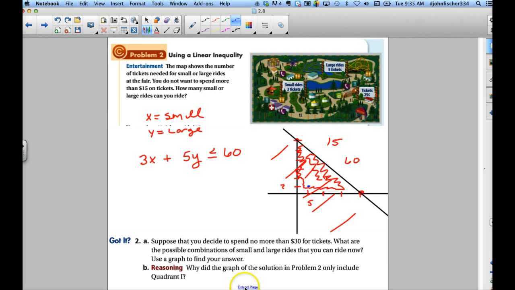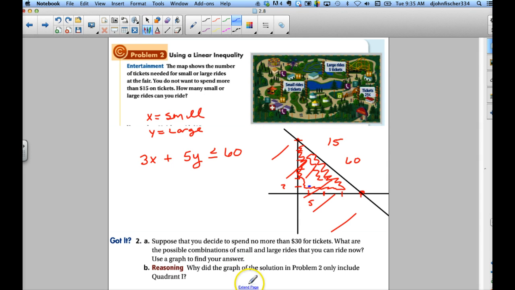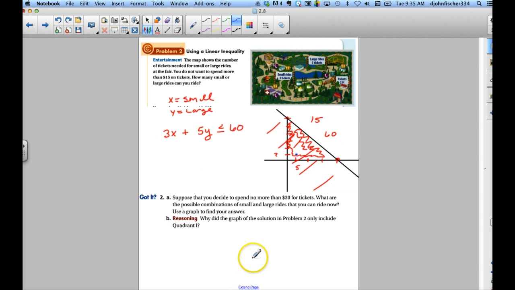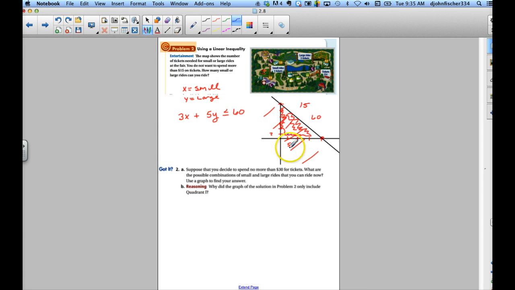So now it says here, suppose you decide to spend $30 in tickets. What are the possible combinations of small and large rides that you can ride now? Use a graph to find your solutions. Now, the only thing is you've got $30, so instead of 60 tickets we can buy 120. So your equation is not going to change a lot. You're going to have 3x plus 5y is less than or equal to 120 now.